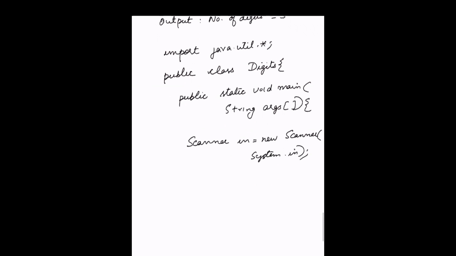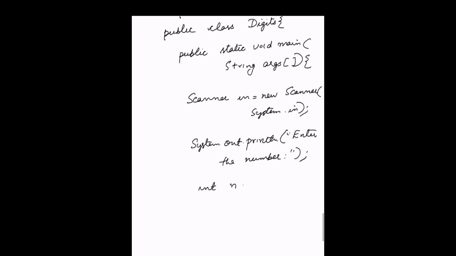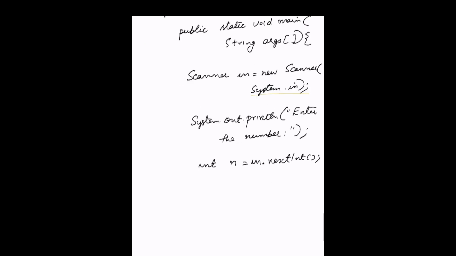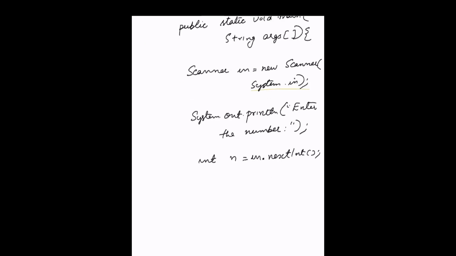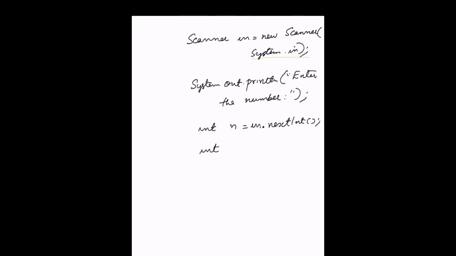Then you will write System.out.println, "Enter the number". Then I will write int n equal to in.nextInt(). So I am going to store the number in the variable n. Now I need to have a few variables. Whichever variables I want, I will declare later.